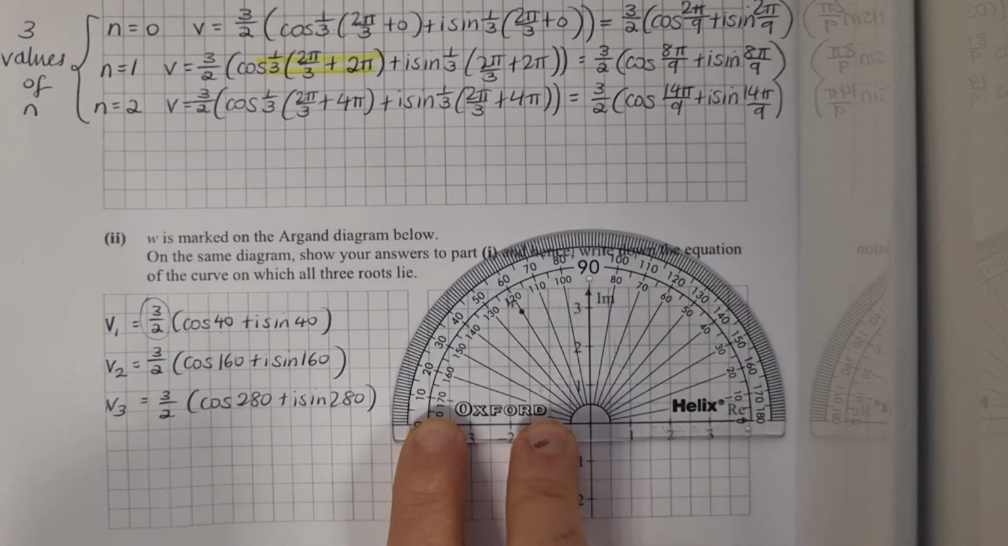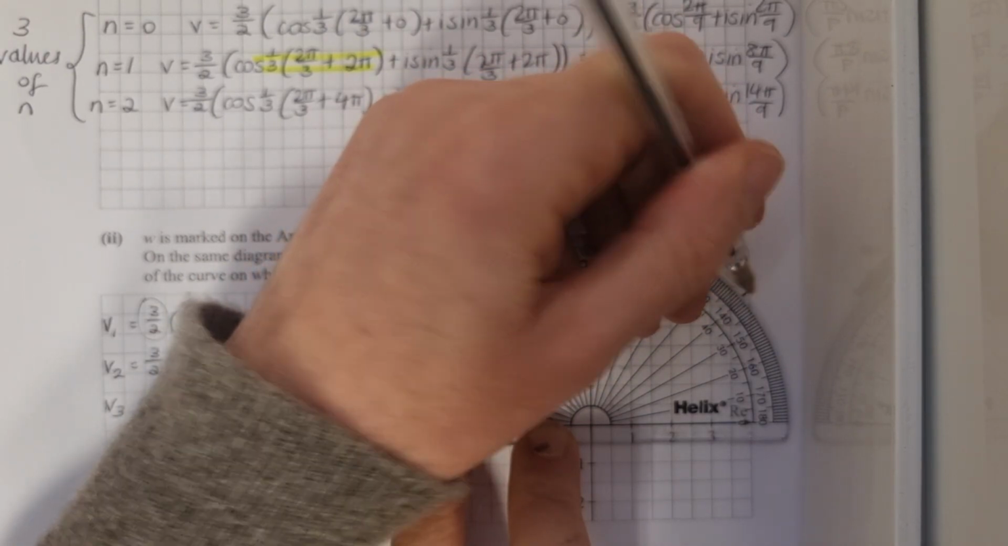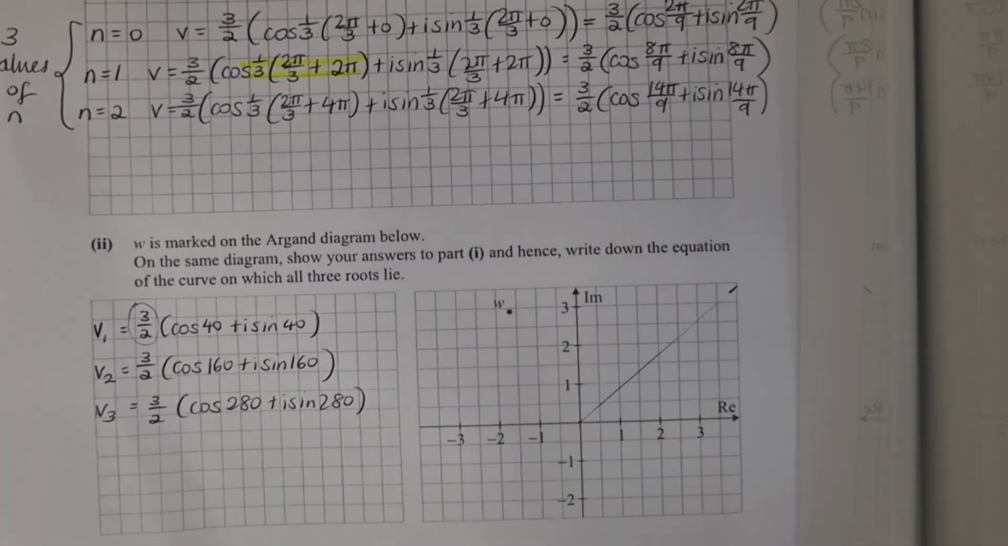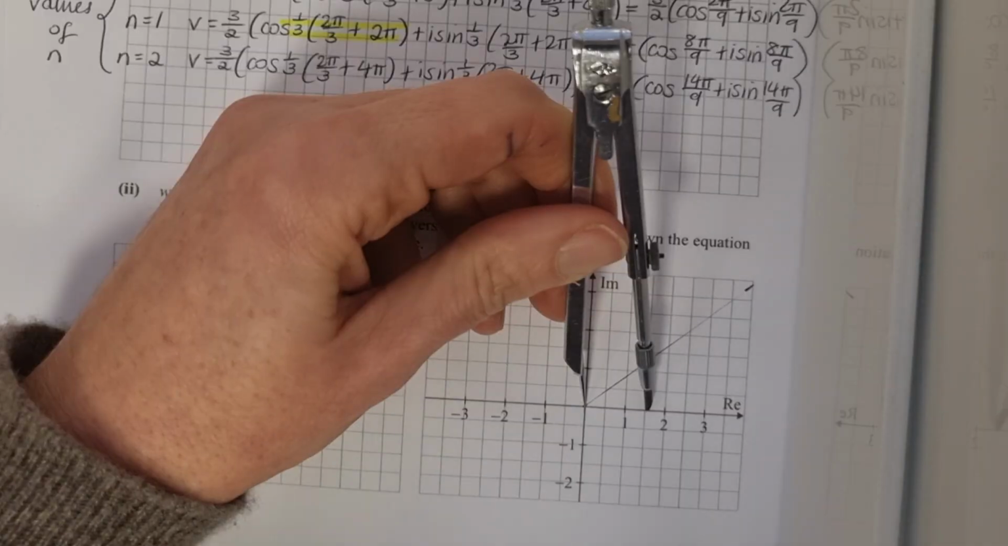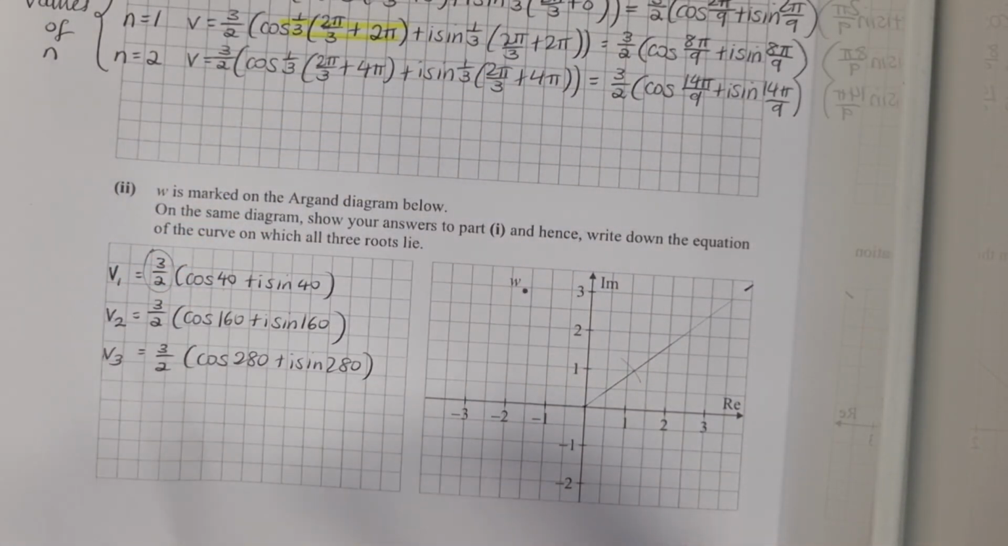It's probably easier to mark in the 40 degrees first of all. So there's my 40 degrees. I've just put a little dash there on my diagram to identify it. In fact, probably even better to just draw in a line along that angle. I'm going to measure 1.5 with my compass so I can figure out exactly where on that line I'm meant to land. And there's V1, my first solution.